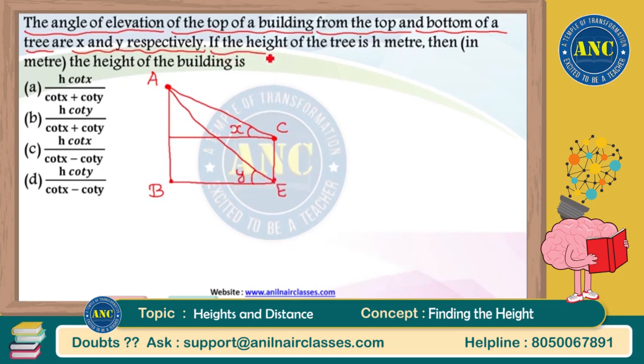Next, the height of the tree is h meters. That means the CE value is given as h meters, and I will name this point D. So BD also will be h only in that case. Height of the tree is h meters. Then find the height of the building. AB value is what I am interested in. I will call AB as Z. So the height of the building is Z. Z value is what I am finding.